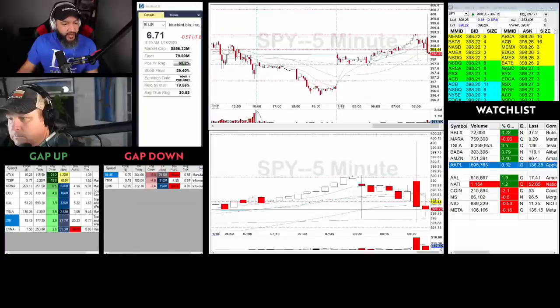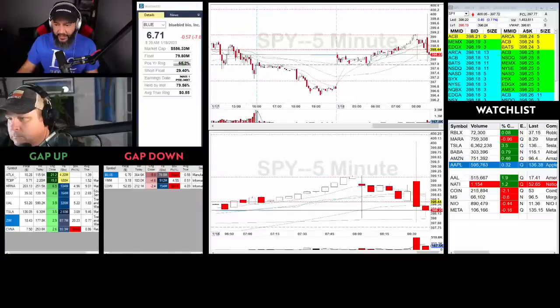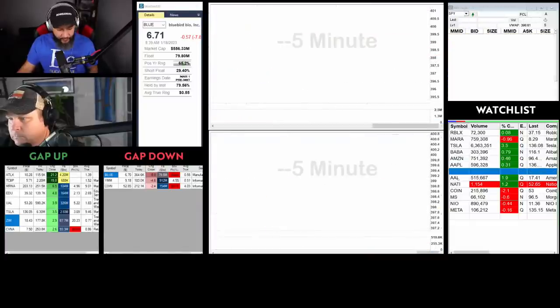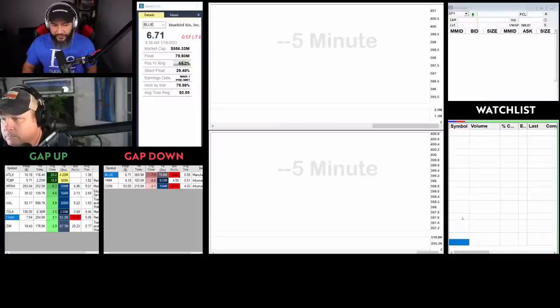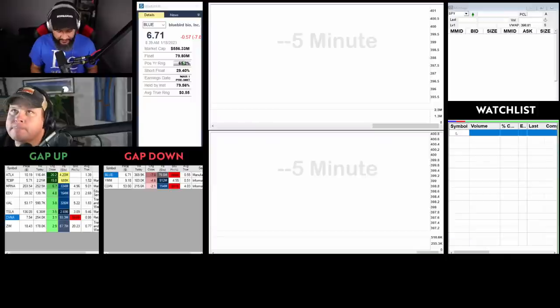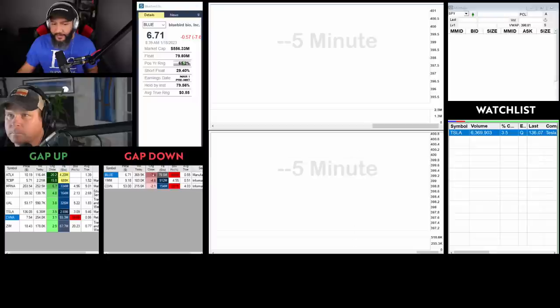All right, guys, let's go into our gappers list. Look at our gap up first. I'm going to go ahead and remove, Control A, Control X, cleans this up. I will add, of course, Tesla on here because that is going to be on our list. So we'll add that one there. Also on our gappers list here of 5.3.